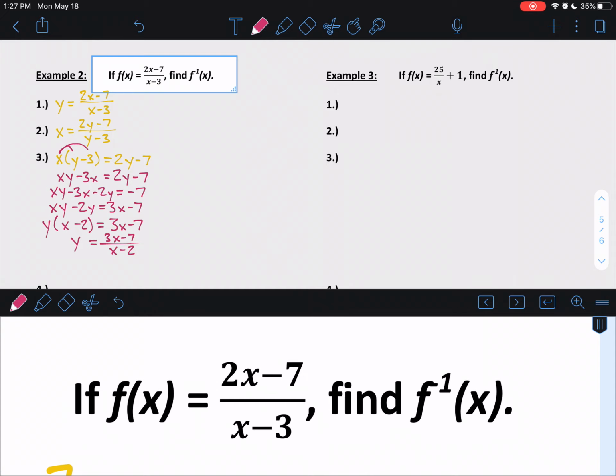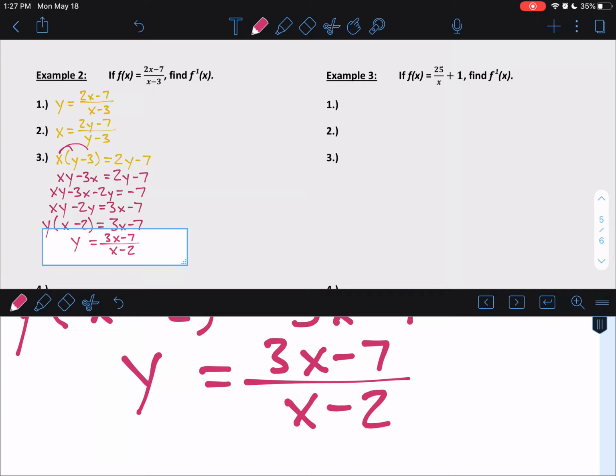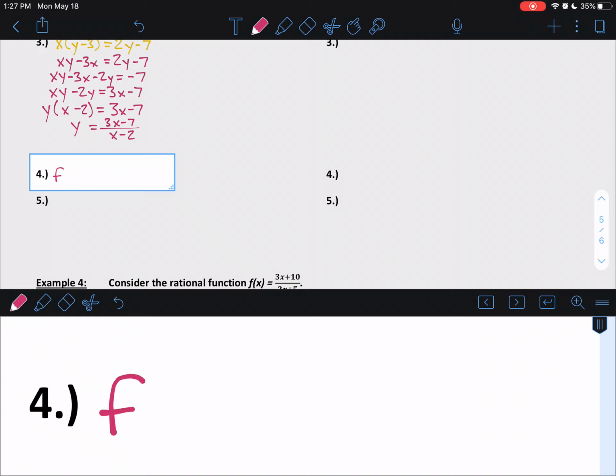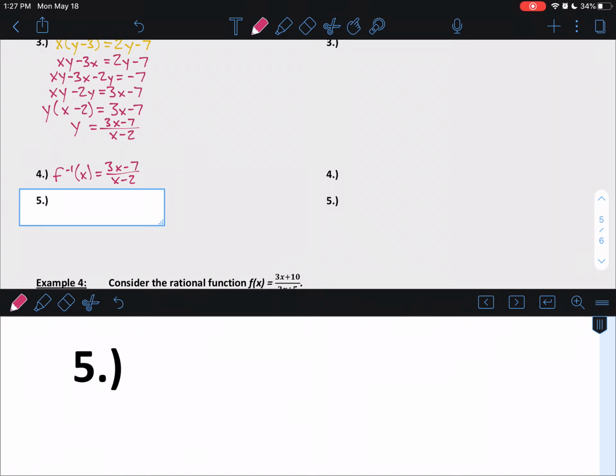So the inverse of 2x minus 7 over x minus 3 is 3x minus 7 over x minus 2. The fourth step was replace the y with f negative 1 of x equals 3x minus 7 over x minus 2. And finally, restrict the domain.